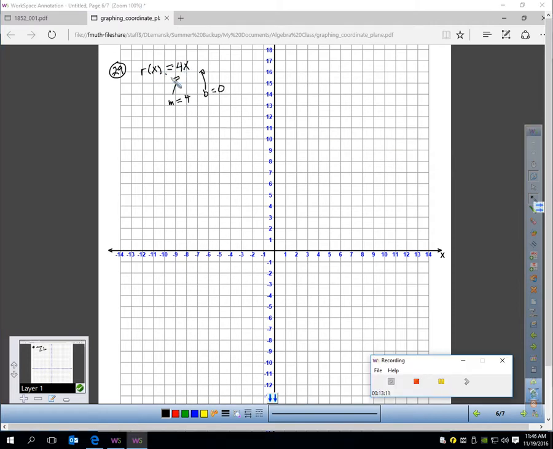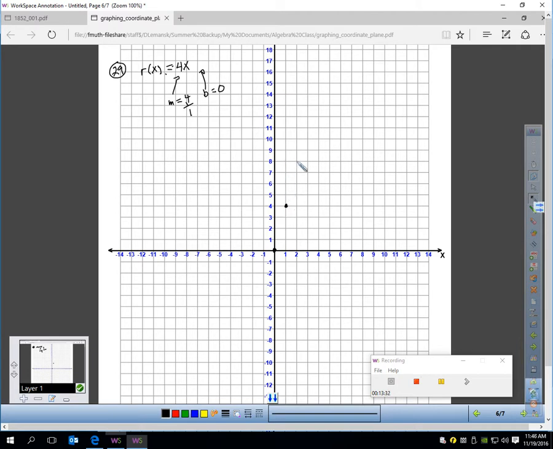So as you can see, the slope of this is 4, and the y-intercept is 0. So I'll start. Here's my y-intercept. The slope is 4. That means up 4 over 1. Remember, when I say slope 4, that means 4 over 1. That means I'm going to rise 4 and run 1, which I just did.